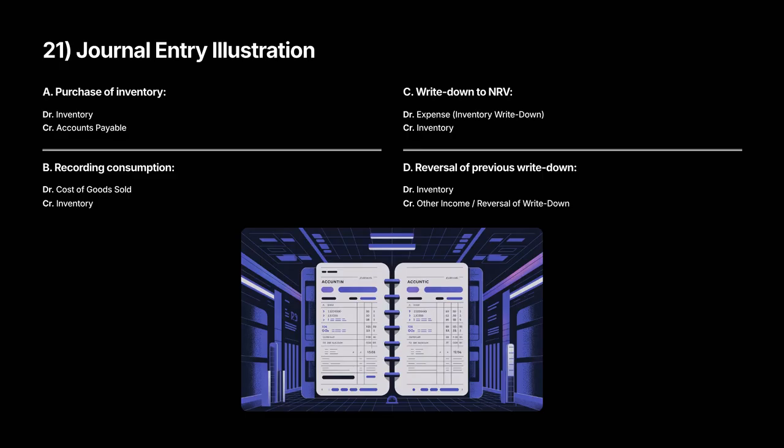Journal entry illustration. A. Purchase of inventory. Dr. Inventory, credit, accounts payable. B. Recording consumption. Dr. Cost of goods sold, credit inventory. C. Write down to NRV. Dr. Inventory write down expense, credit inventory. D. Reversal of write down. Dr. Inventory credit other income reversal. Narrate each with the period and reason for audit clarity.